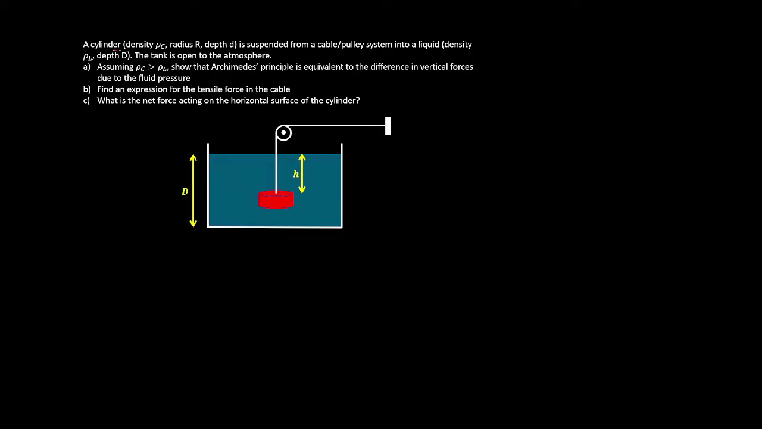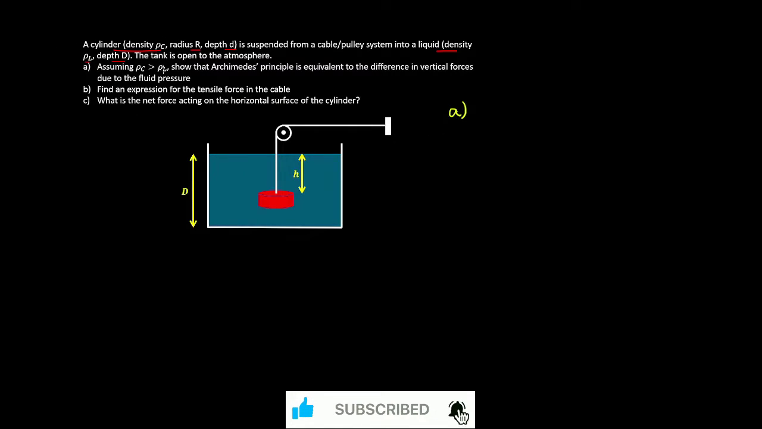A cylinder with a density ρ_c, a radius r and a depth d is suspended from a cable pulley system into a liquid which has a density ρ_l and a depth d. And the tank is open to the atmosphere. Now part A asks us, assuming that the density of the cylinder is greater than the density of the liquid, show that Archimedes' principle is equivalent to the difference in vertical forces due to the fluid pressure.